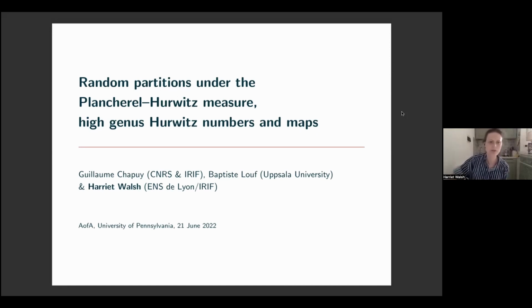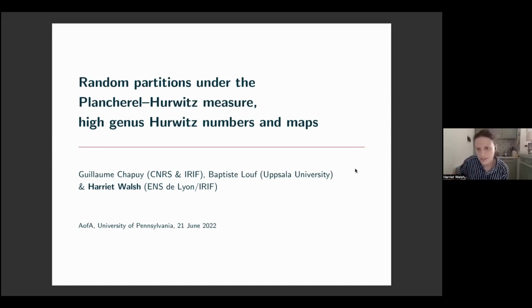So this is joint work with Guillaume Chapuy and Baptiste Louf, and it's, as the title mentions, about random partitions under new measures that we call Plancherel-Hurwitz measures, and they're motivated by high genus regimes for, on the one hand, maps, and on the other hand, for Hurwitz numbers.